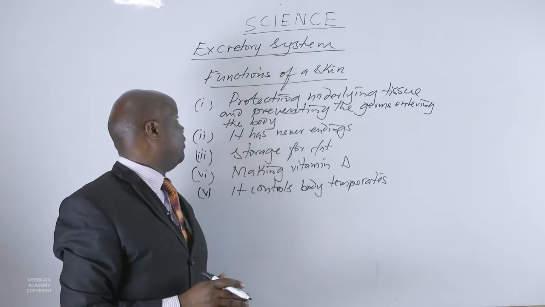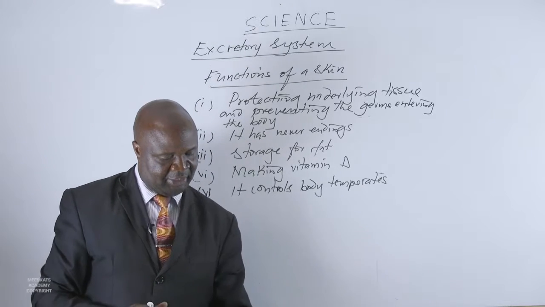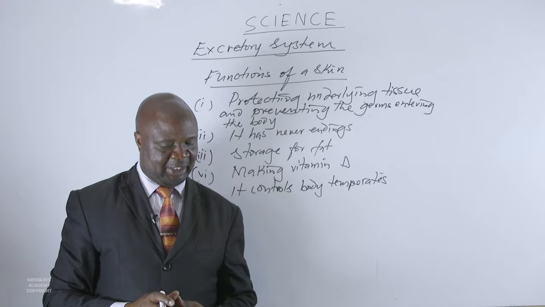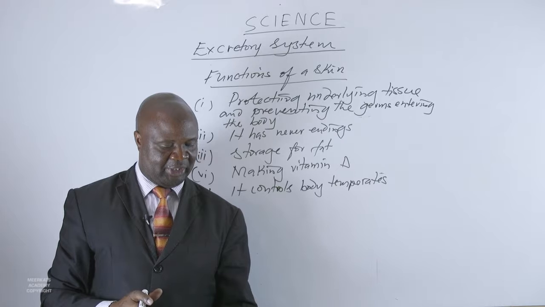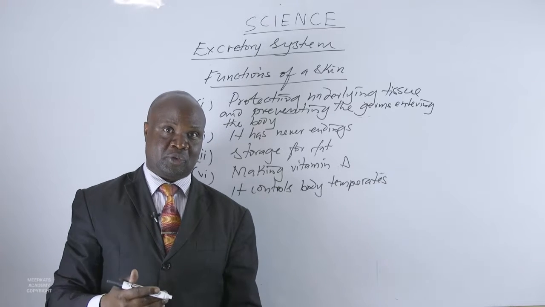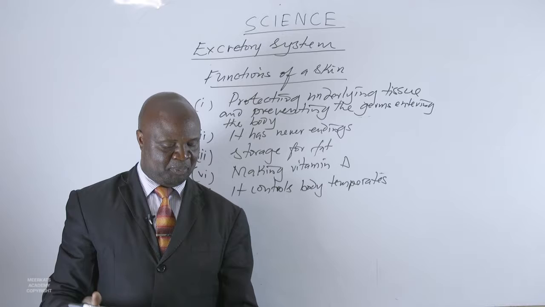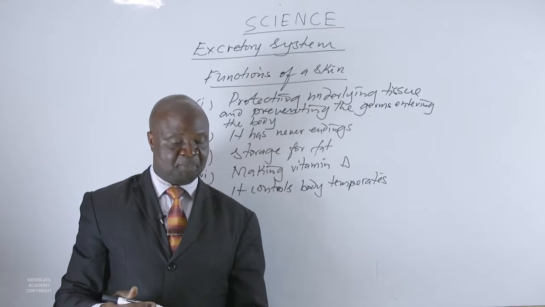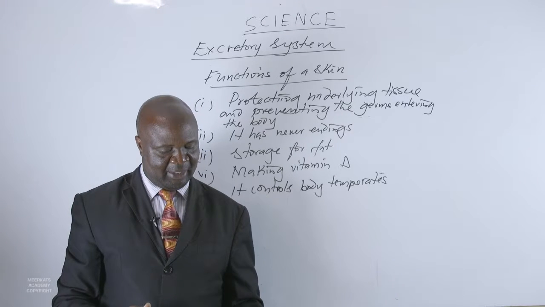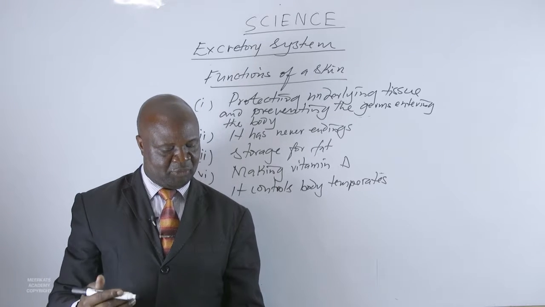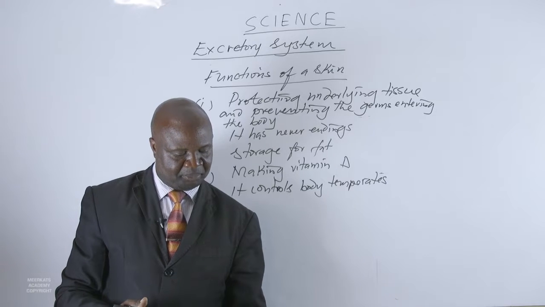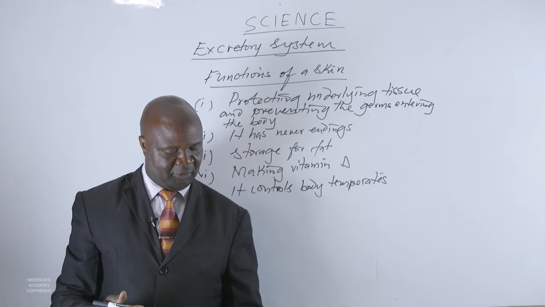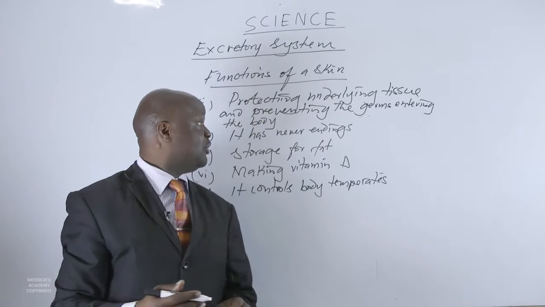Now, we have seen some of these functions of the skin. We know skin is an excretory organ. Through the skin, we are able to sweat, and we lose excess waste products from our bodies. It protects the underlying blood tissues, preventing entry of germs. And the nerve endings are located within the skin. It is sensitive to touch and so forth. And then we say it stores fat.